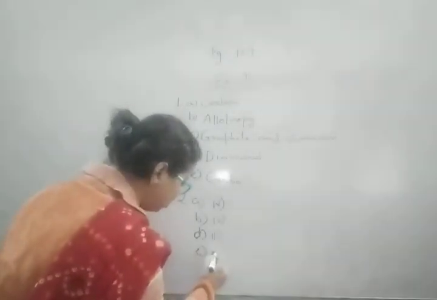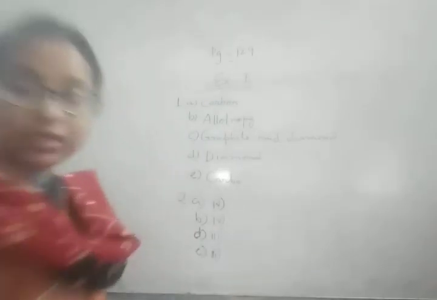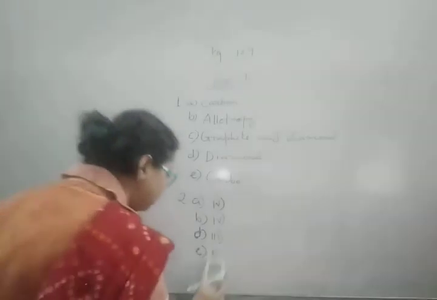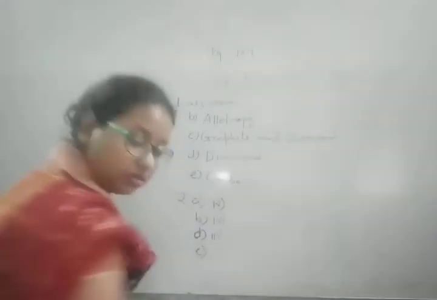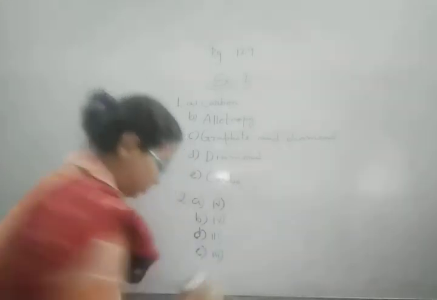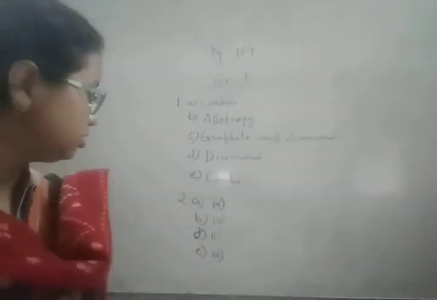For E also the correct option is 3. Hope you can understand. Let me write it properly. This will be option 3. Next we will go for true false.